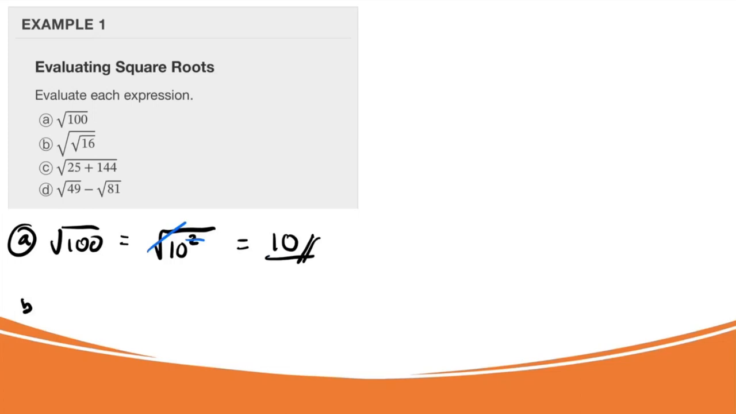Let's look at B. Now we have the square root of the square root of 16. So square root within the square root. So let's just take it one step at a time, piece by piece. Let's start with just the square root.